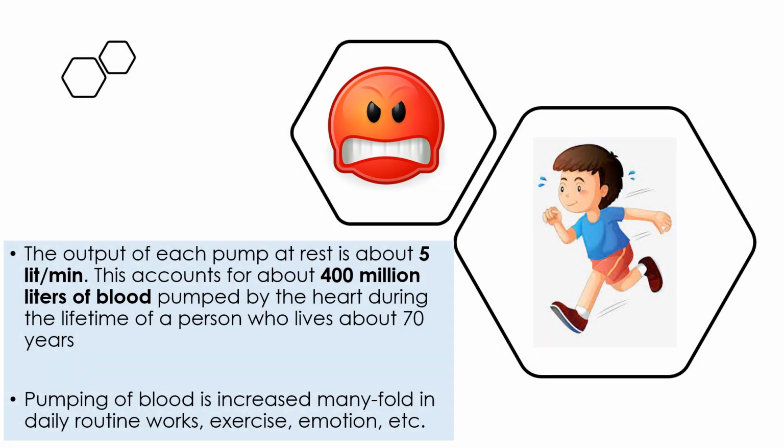The output of each pump at rest is about 5 liters per minute. This accounts for about 400 million liters of blood pumped by the heart during the lifetime of a person who lives about 70 years, which is enough to fill a lake 1 kilometer long, 40 meters wide and 10 meters deep. In addition to this resting output, pumping of blood is increased many-fold in daily routine work, exercise, emotion, etc.